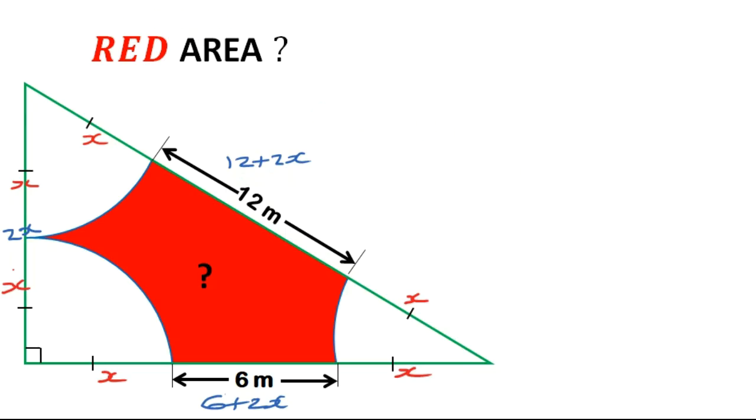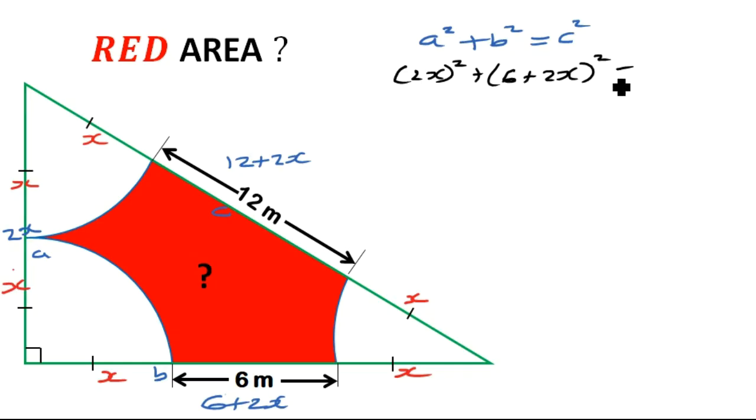Now, if you use the Pythagoras theorem, if you let the two shorter sides be a and b, the longer side will be c. So the Pythagoras theorem, we will have a squared plus b squared is equal to c squared. If you do the substitution, our a we found is 2x, so we'll have (2x) squared, plus our b we found to be 6 plus 2x, that is (6 plus 2x) squared, equal to our c we found to be 12 plus 2x, then squared. So you can open the brackets.